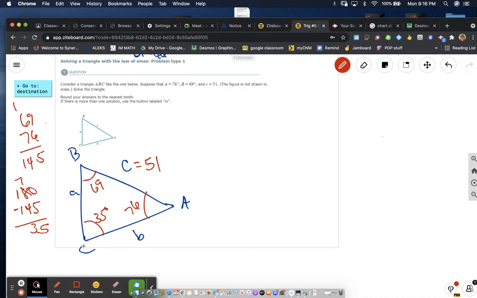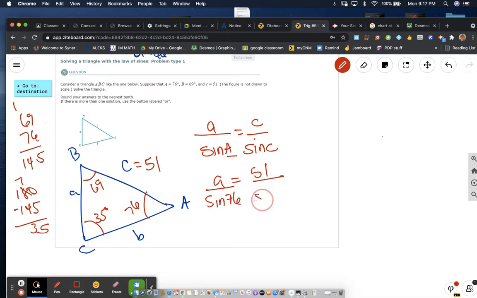So now I have all my angles, but I need A and I need B. I'm going to find A first just because I like A. It starts the alphabet. So I'm going to go A over sine A is equal to C over sine C. Formula substitution. What's A? I don't have A. What's C? 51. What's angle A? 76. Plug it in. What's angle C? 35. Now I need to solve for A.